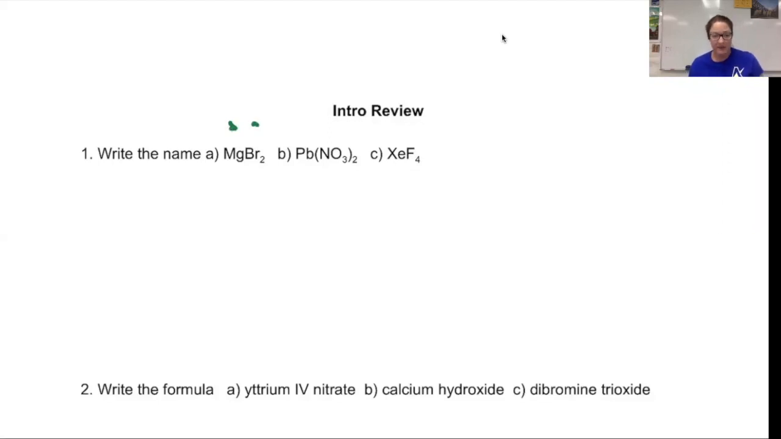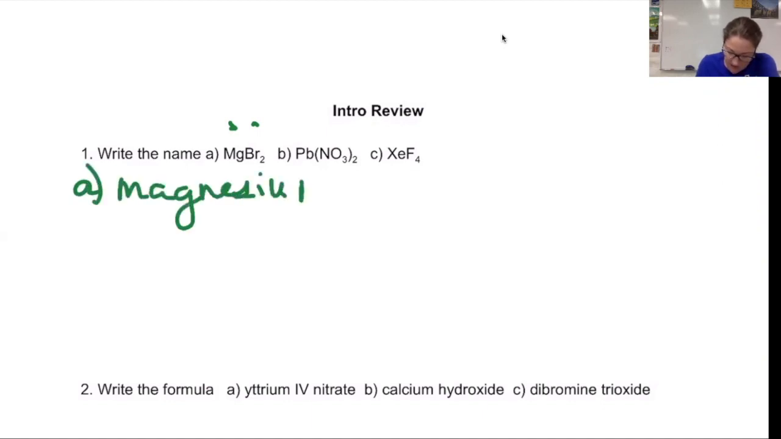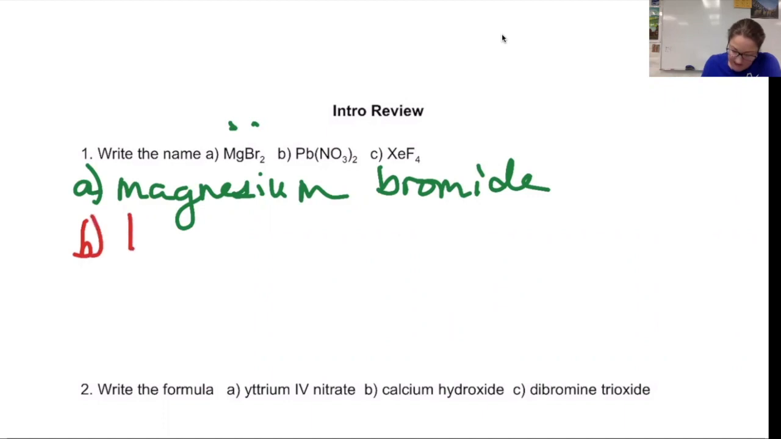So I don't have to do anything fancy. It's not a transition metal, so I don't need a Roman numeral. Magnesium and then bromine, we're going to change the ending from bromine to bromide. For B, it's going to be lead something nitrate.